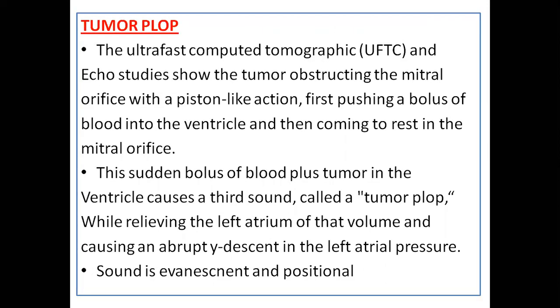The tumor plop, which is shown on the echo and ultrafast CT, shows the tumor obstruction in the mitral orifice with a ball-valve-like action. It means that there is first a pushing of a bolus of blood into the ventricle and then the tumor coming to rest in the mitral orifice. This sudden bolus of blood plus the tumor in the ventricle causes a third heart sound called the tumor plop, while relieving the left atrium of that volume and causing an abrupt descent in the left atrial pressure.